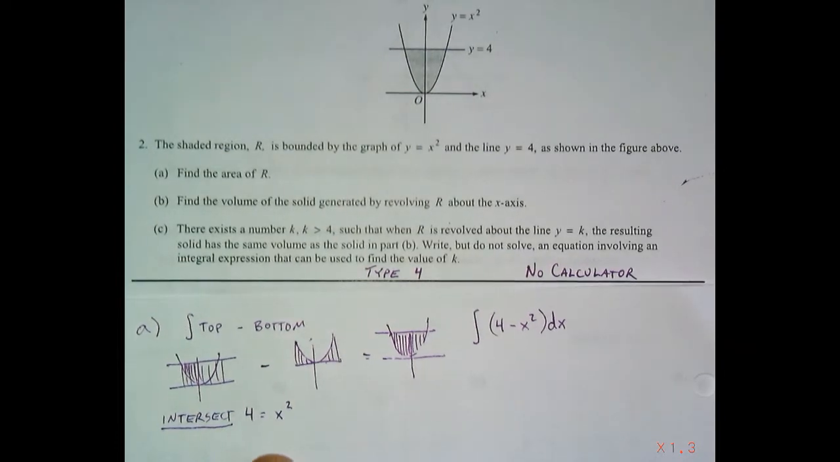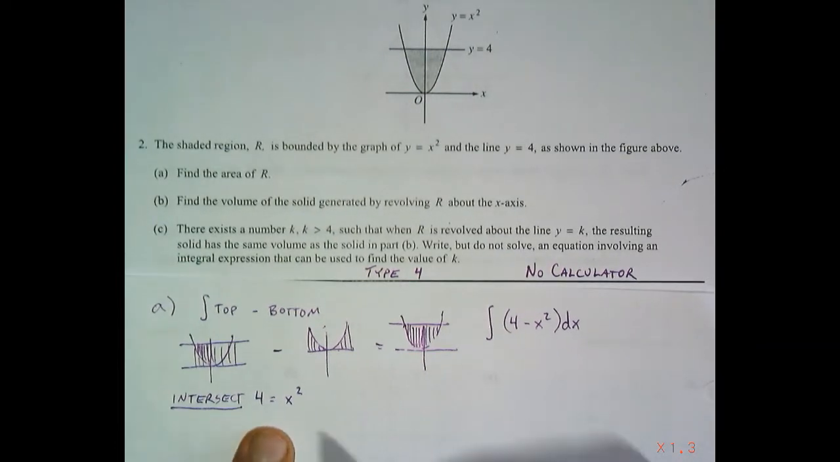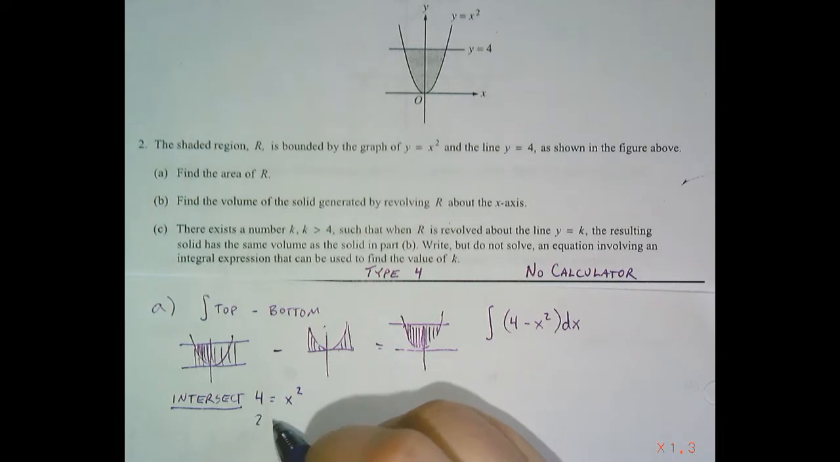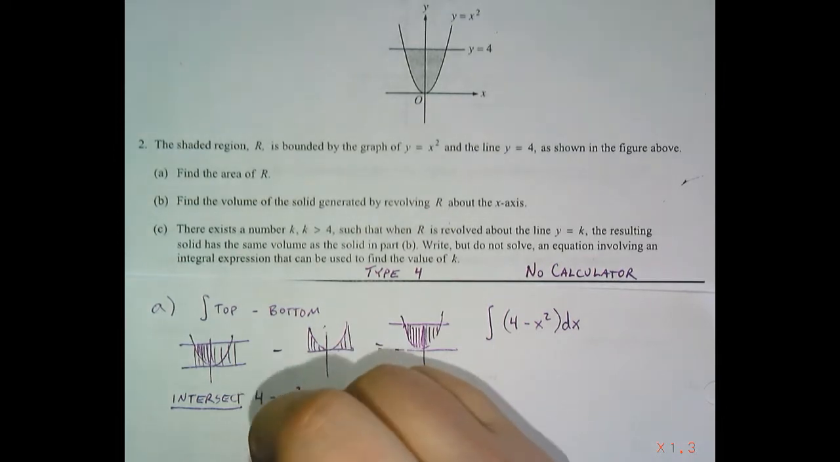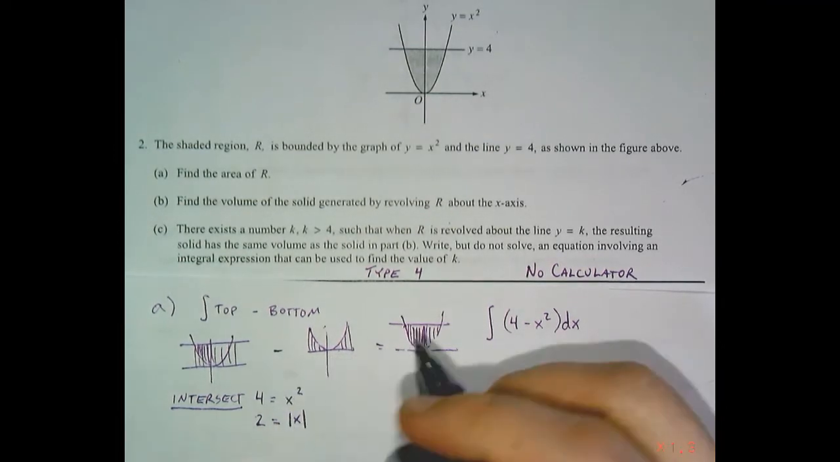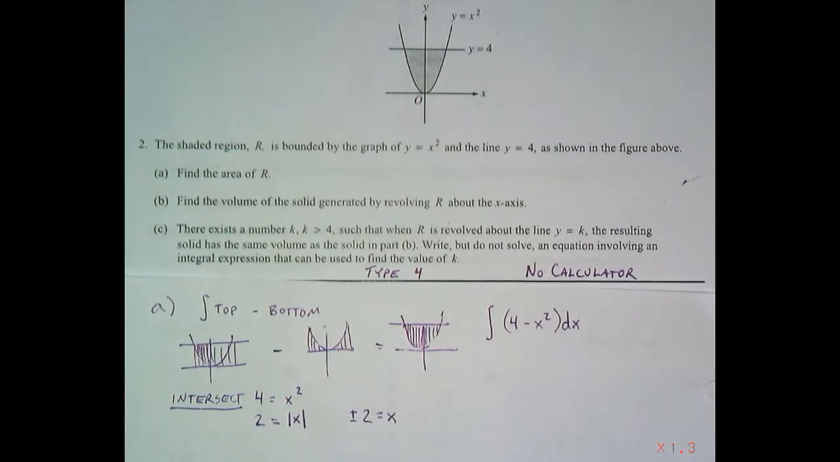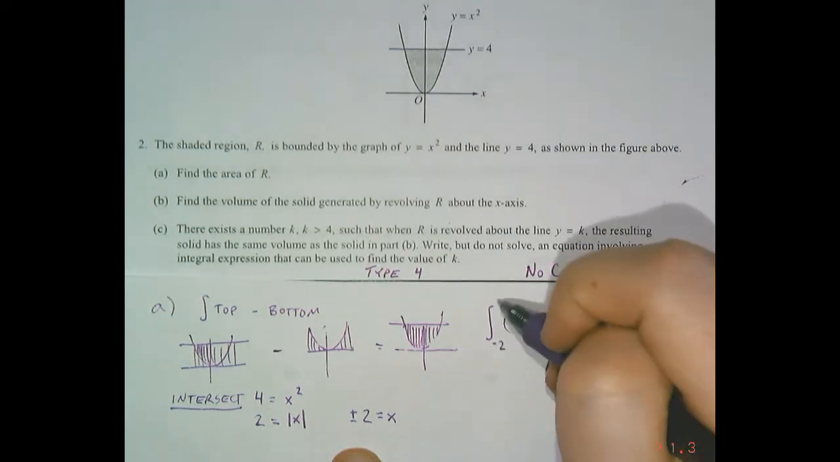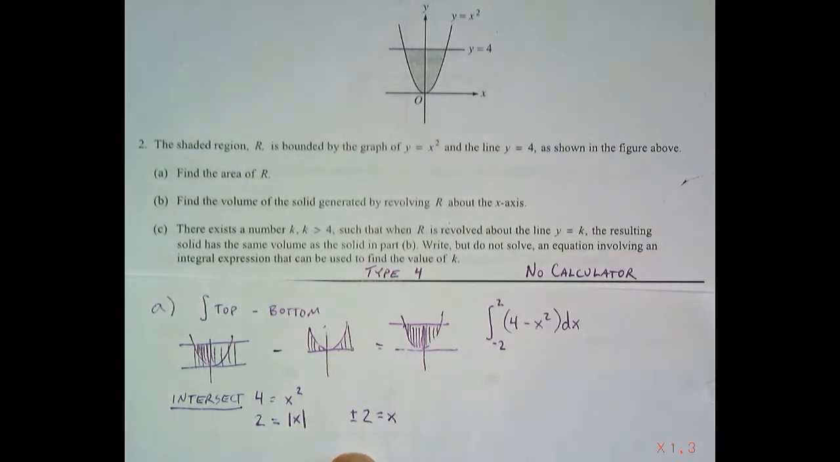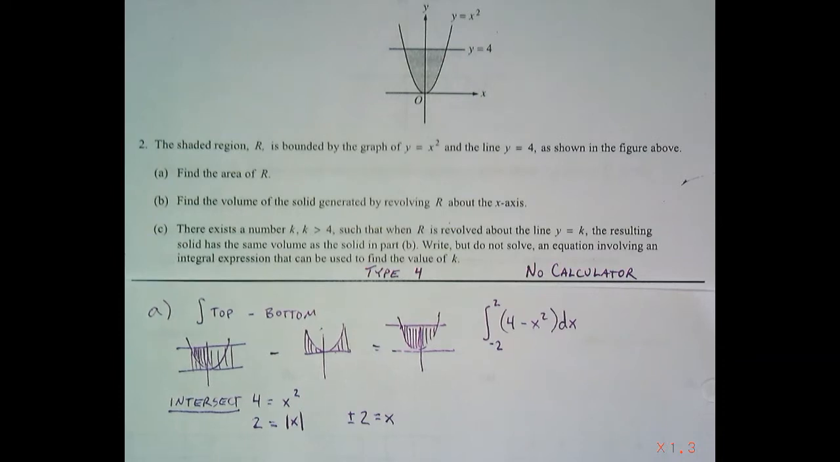This is a fairly simple equation to solve. 4 equals x squared. If you take the square root of both sides, you get 2 is equal to the absolute value of x, or plus and minus 2 is equal to x. So we now know our upper and lower boundaries for the integration problem are from -2 to 2. There's the integral to set up.